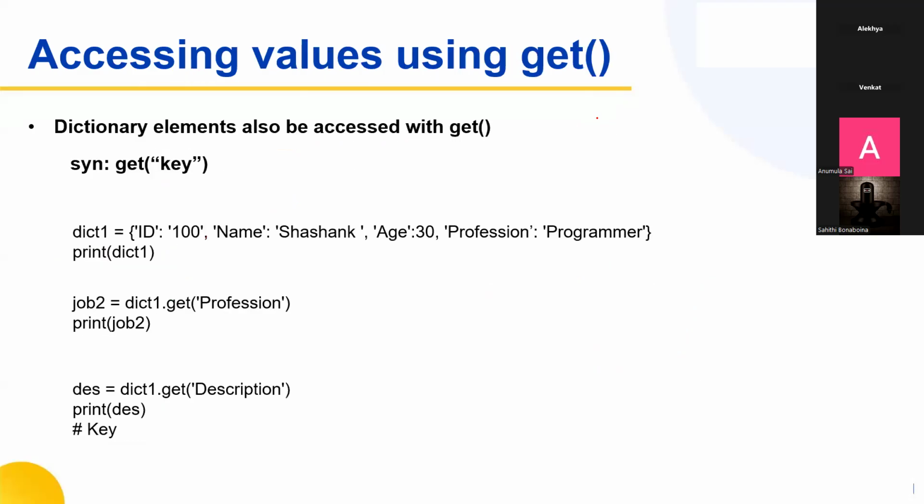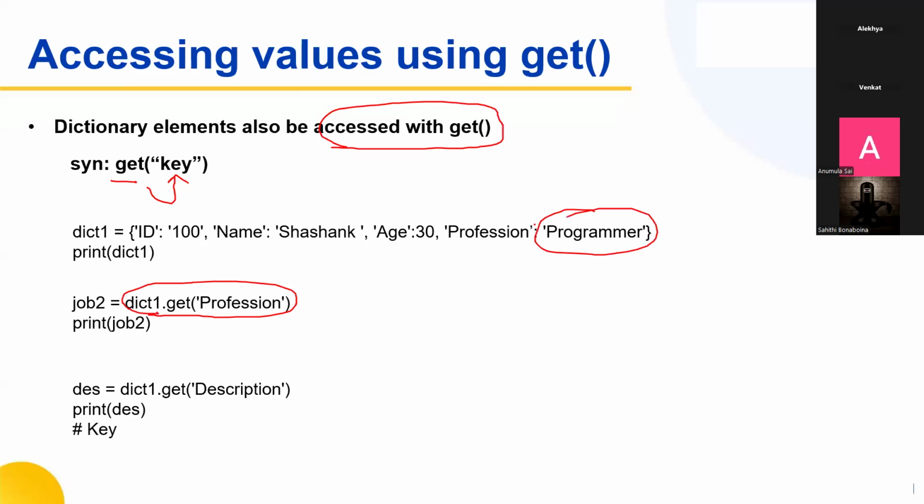Another way to access the dictionary is using the built-in function called get. Get is a function which always takes a key as argument. See here, dictionary one dot get of profession. What is the profession? Programmer. The programmer will be printed here. And dictionary one dot get of description: you don't have description, so it will give None here, but it will not generate an error. This is the second way to access the dictionary data.